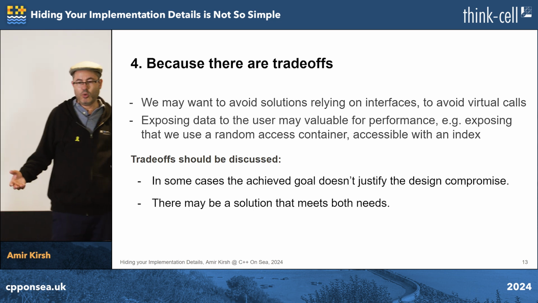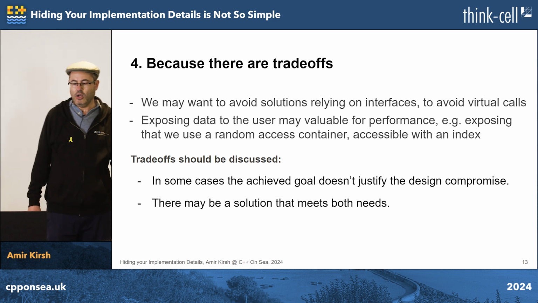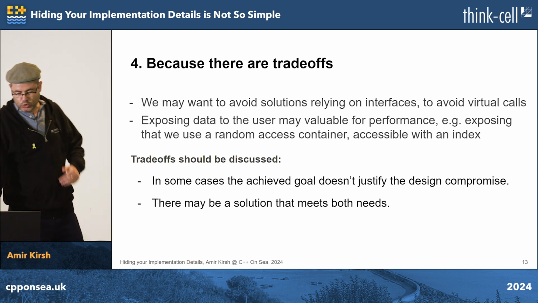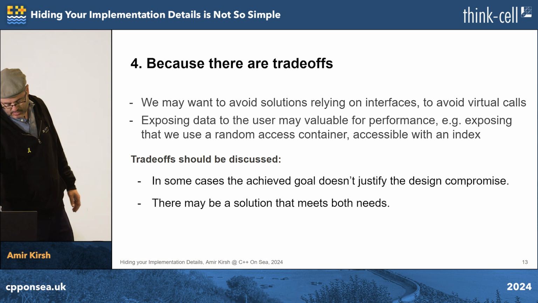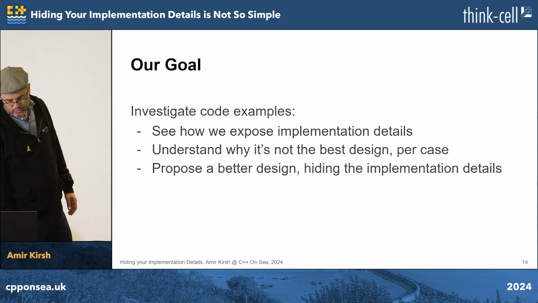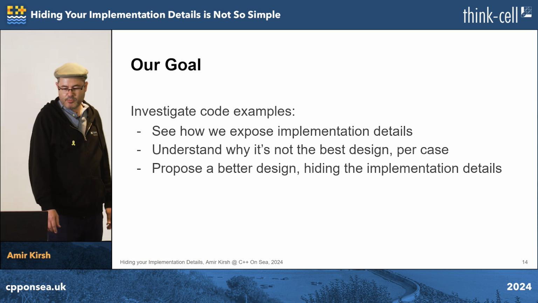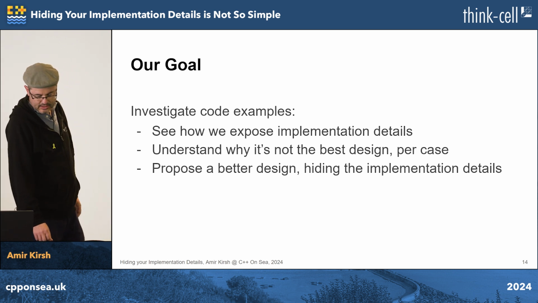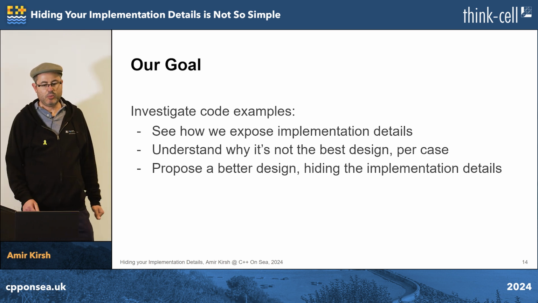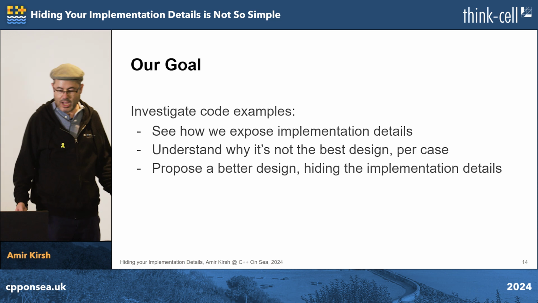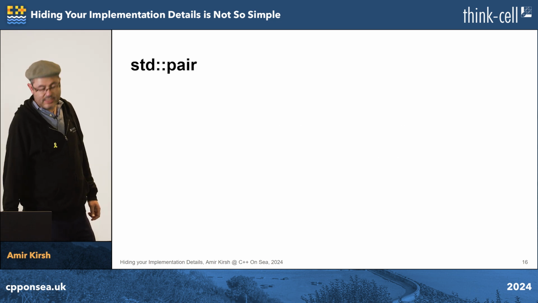So in some cases, we think of trade-offs. Maybe the trade-off is valid, maybe it is not. And if it is not, it might be that we do expose something that we should not, and we can think about maybe another solution. So our goal in this talk is to investigate code examples, see how we expose implementation details in some cases, and understand why it is not the best design per case, and propose a better design, which hides the implementation details. Let's start. So let's start with std::pair.